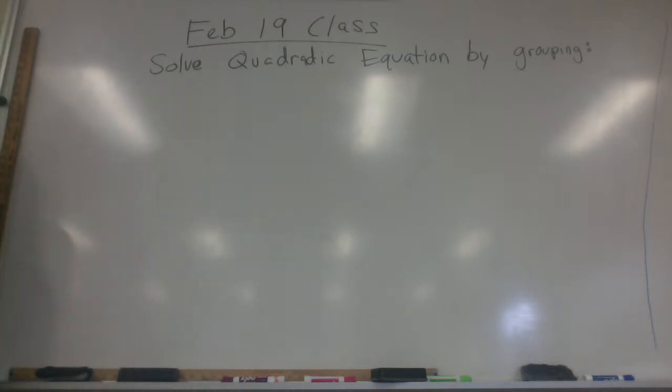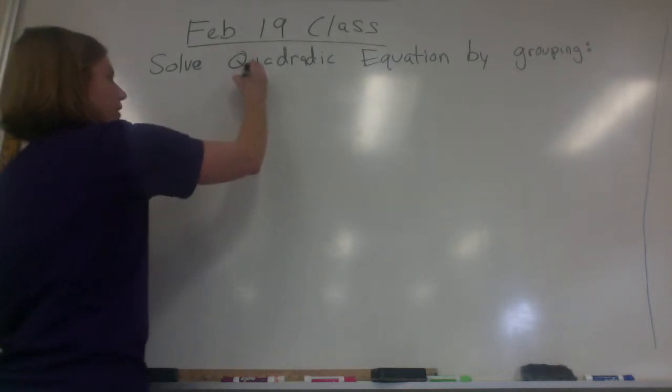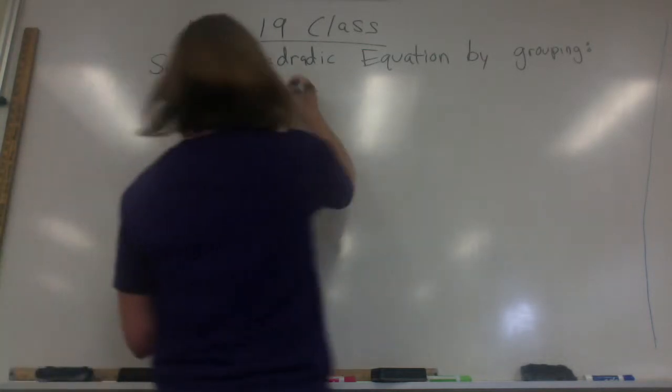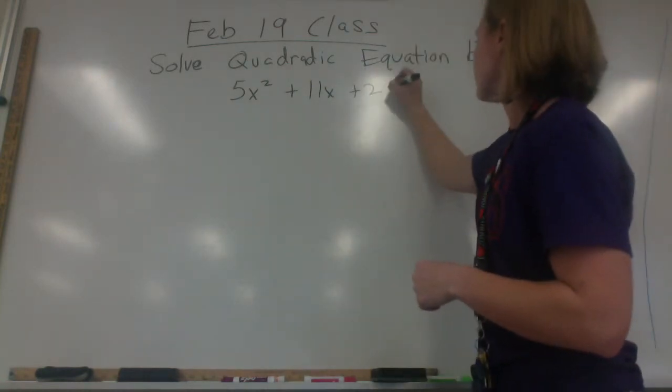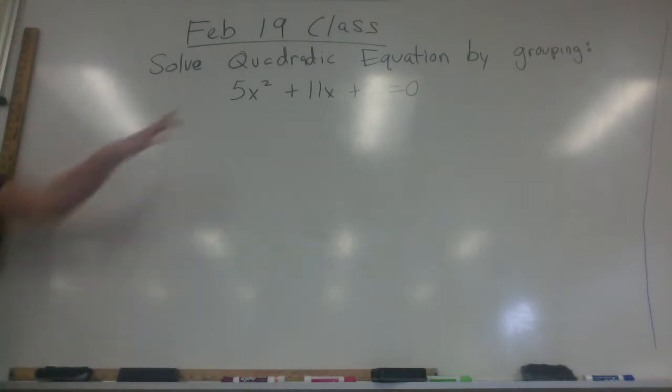This one is probably my least favorite because it just feels like a lot of extra steps. But it works when you have a number in front of your square. Something like that. Because obviously factoring when you have a number in front is going to be a little weird. So you can always do this instead.